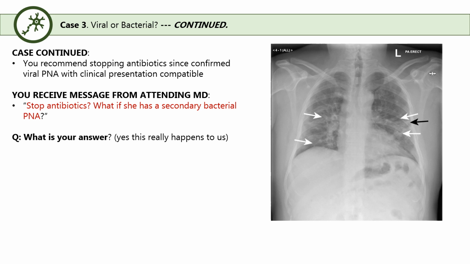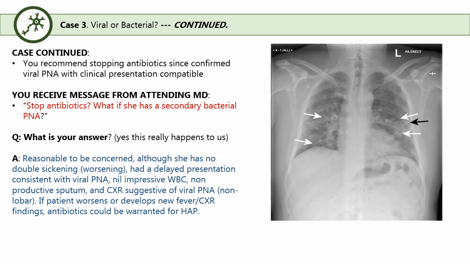I might have built the case for this recommendation, but try defending it yourself if you agree. A good answer would be, it is reasonable to be concerned. Although our patient has no double sickening, so no new worsening, had a delayed presentation of 7 days compatible with viral pneumonia, an unimpressive white count, a non-productive sputum, and chest x-ray findings that are characteristic of viral pneumonia, non-lobar and bilateral findings, it is unlikely in this case that there is a secondary bacterial infection.